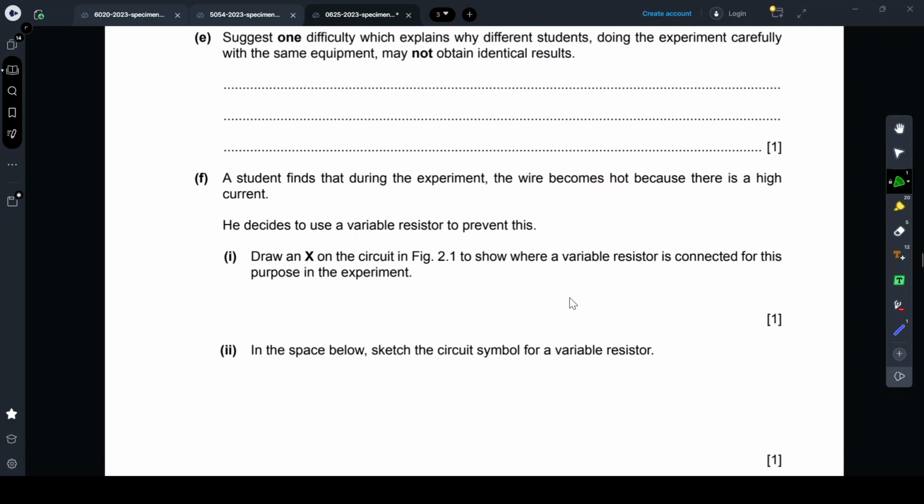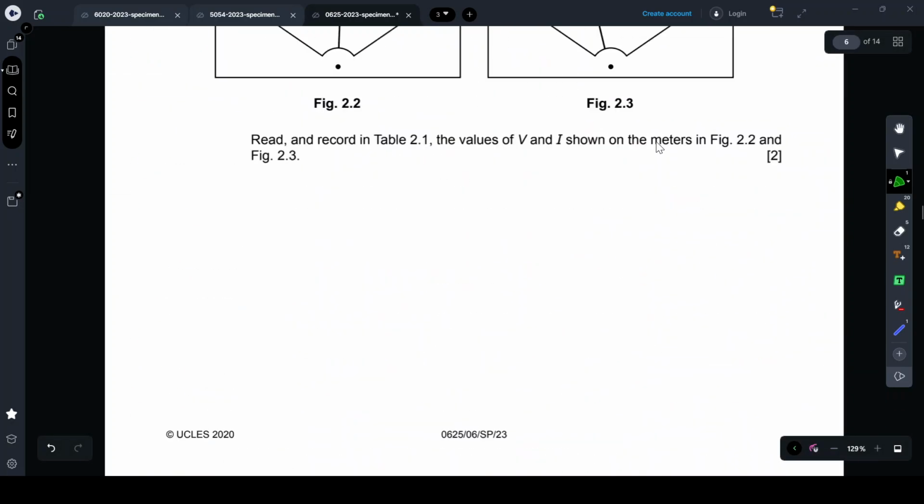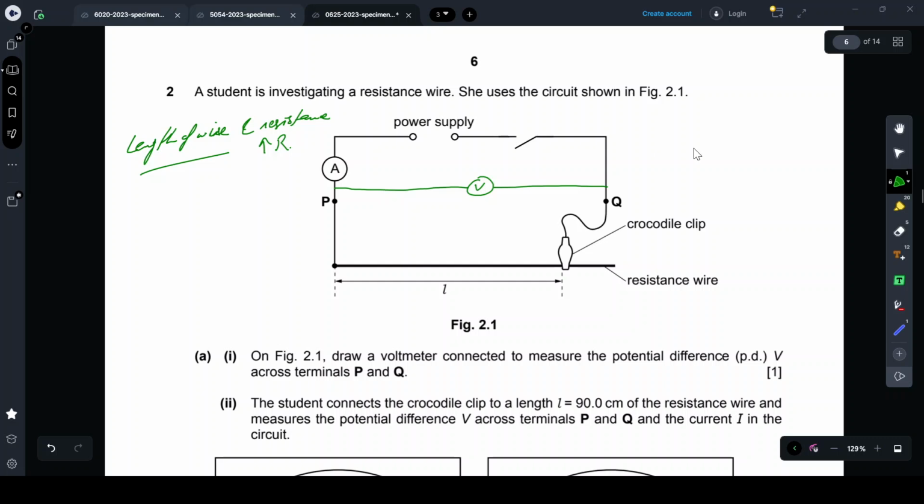All right. Suggest one difficulty which explains why different students doing the experiment carefully with the same equipment may not obtain identical results. Now this is important. They are doing the experiment carefully, so you cannot say they made a mistake. You need something that is a problem with the setup. So look at the setup. What could be a problem?